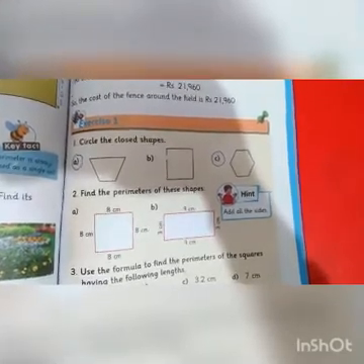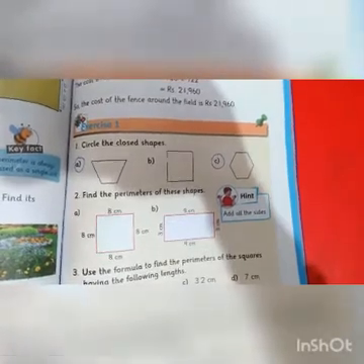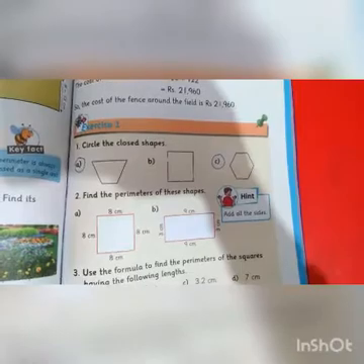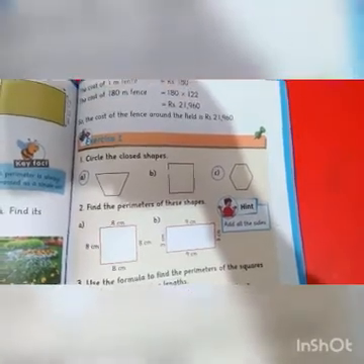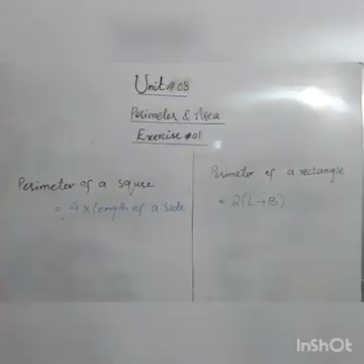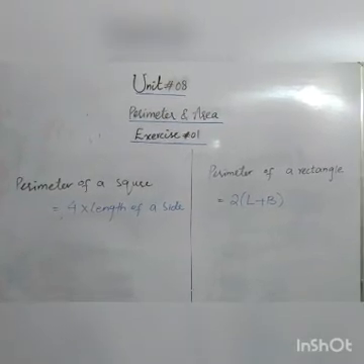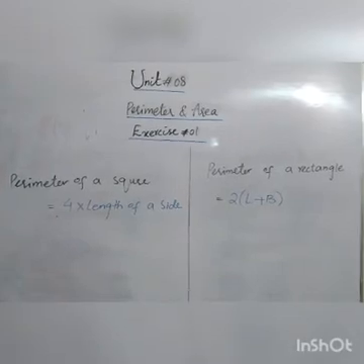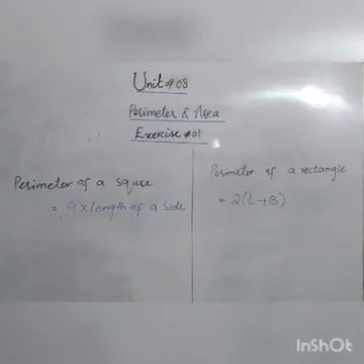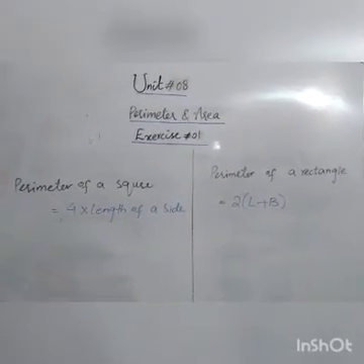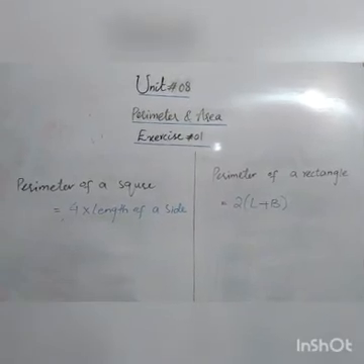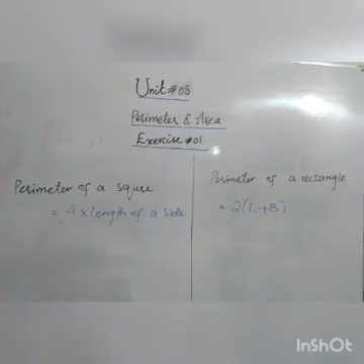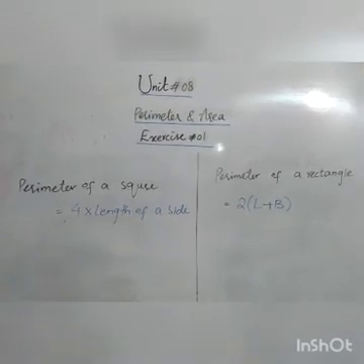Find the perimeters of these shapes. Here we have two shapes, a rectangular shape and a square shape, and we have to find the perimeters of shapes. So let's see. Here we have two formulas to find the perimeter of a square and to find the perimeter of a rectangle. So first of all we will see perimeter of a square. What is the formula of perimeter of a square? Perimeter of a square is equal to 4 cross length of a side. 4 into length of a side.